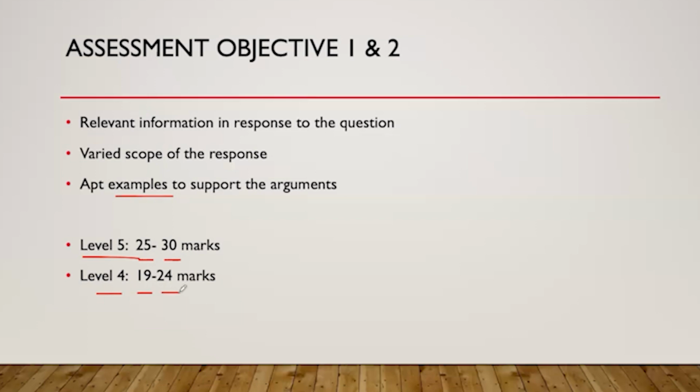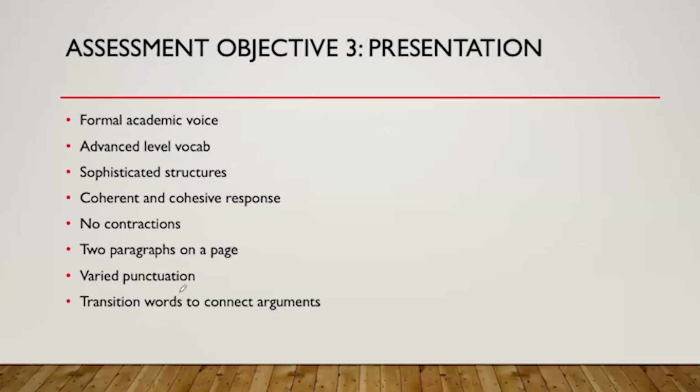Now, let's talk about assessment objective 3, which is very important. So I can see that the first pointer is formal academic voice. The second, some advanced level vocabulary. Third, sophisticated structures. Fourth, coherent and cohesive response. Fifth, no contractions. Sixth, 2 paragraphs. Then variation in punctuation. And lastly, some transitions in my writing. Let's understand one by one.